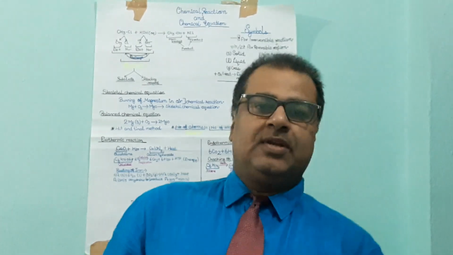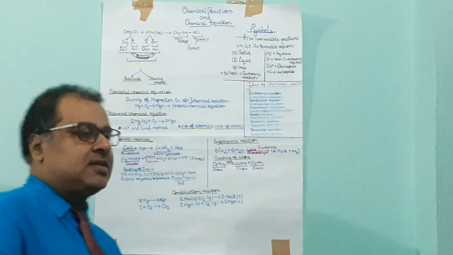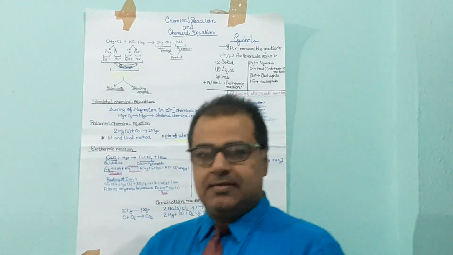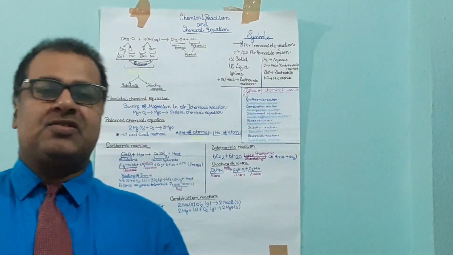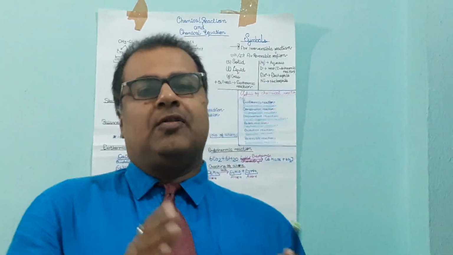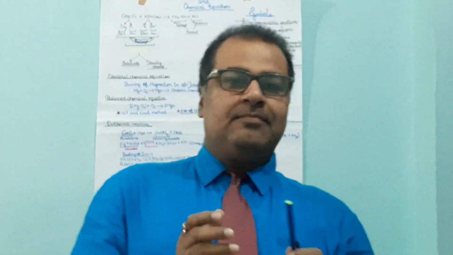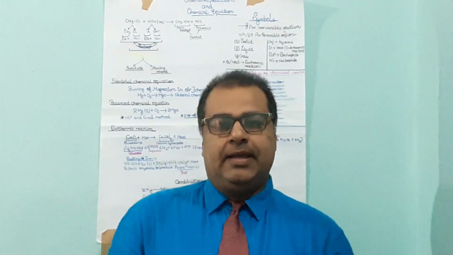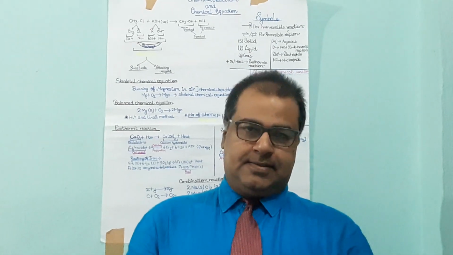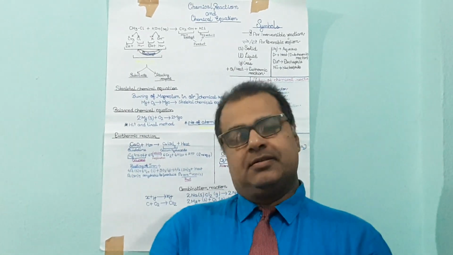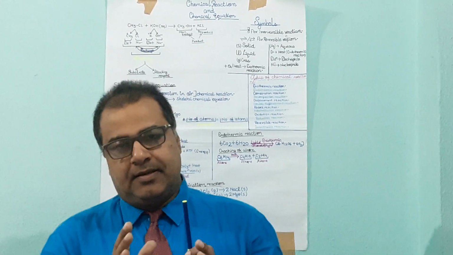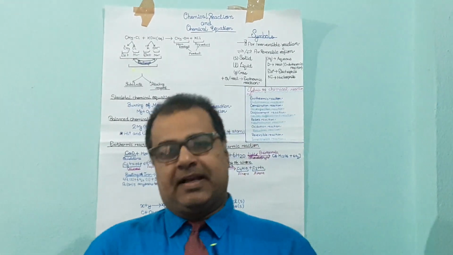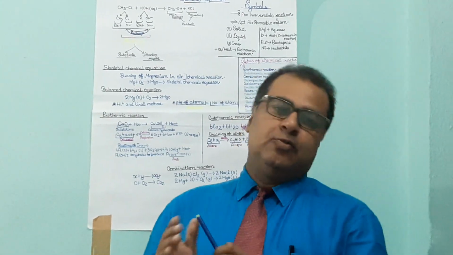Chemical reactions and chemical equations. This is chapter one of class 10. What is a chemical reaction? A chemical reaction is a process through which two or more compounds combine to form new products. That is, atoms of reactants rearrange to form new products. That is, chemical bonds between atoms break and rearrange to form new products.